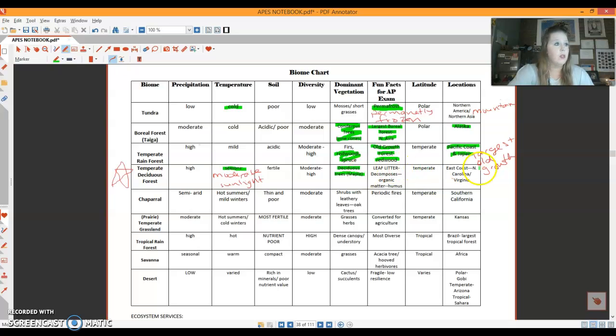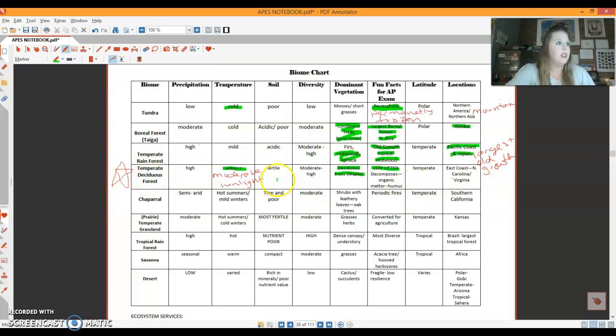Now, we also have what we call leaf litter. So when all the leaves fall off the trees, where the leaves go on the ground, that's called leaf litter. Okay? It creates a decomposition. All those nutrients in the leaves go back into the soil, and it impacts the soil fertility and productivity. Okay?